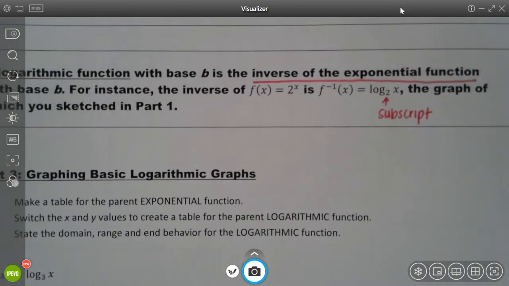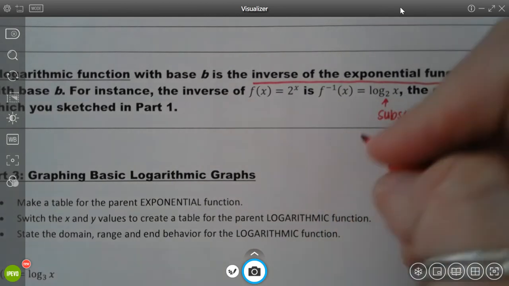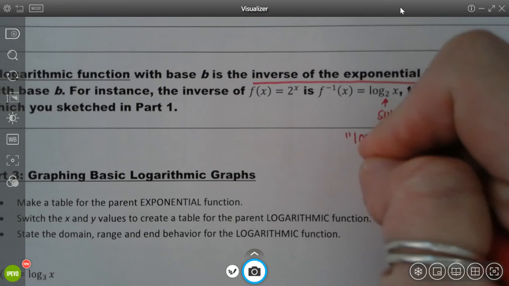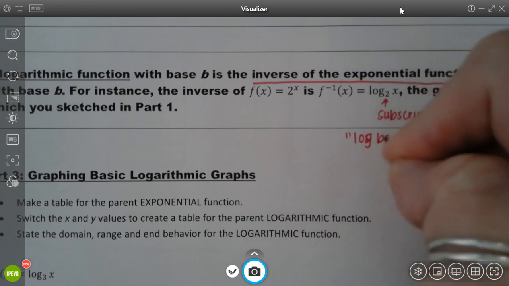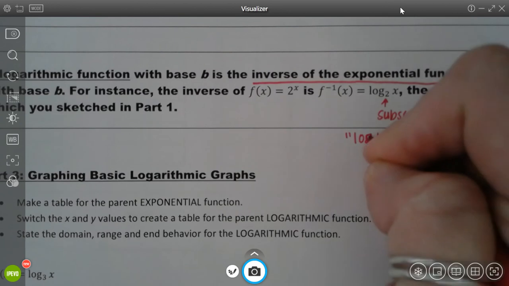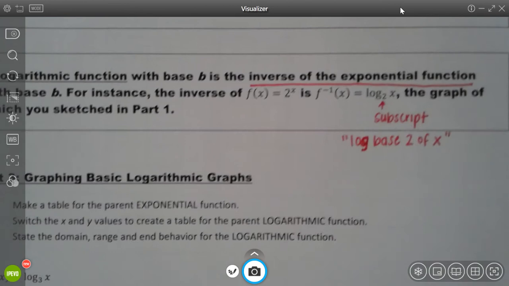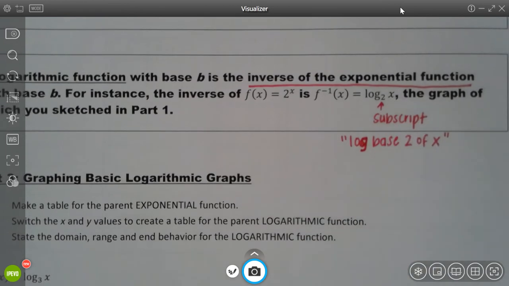And the way that we read this log with this little 2 and x, we read that as log base 2 of x. The logarithmic function is generally shortened to just log. And we say that that's log base 2 of x.